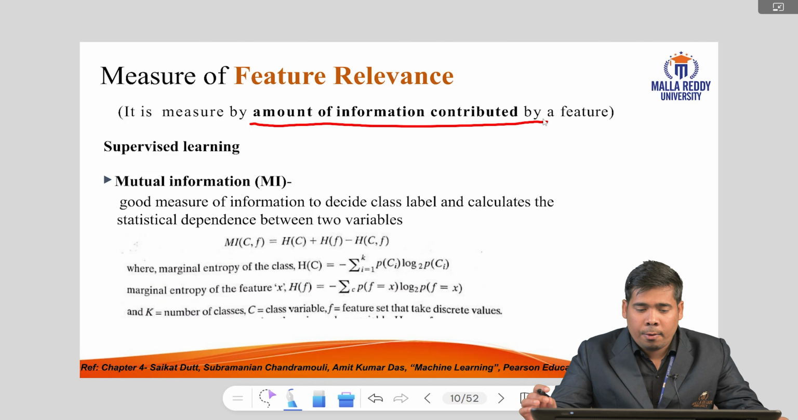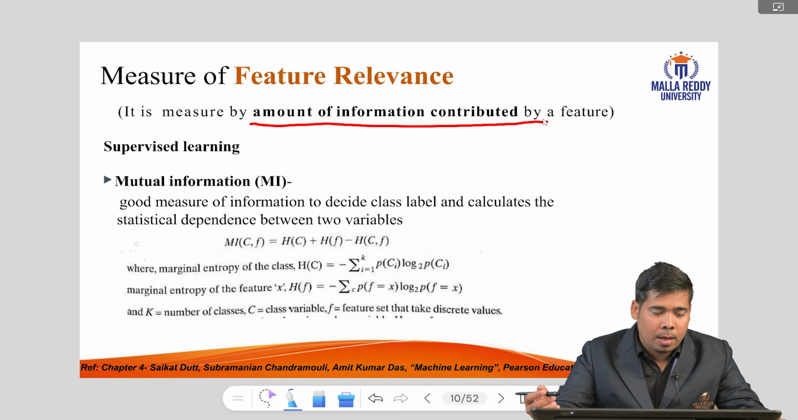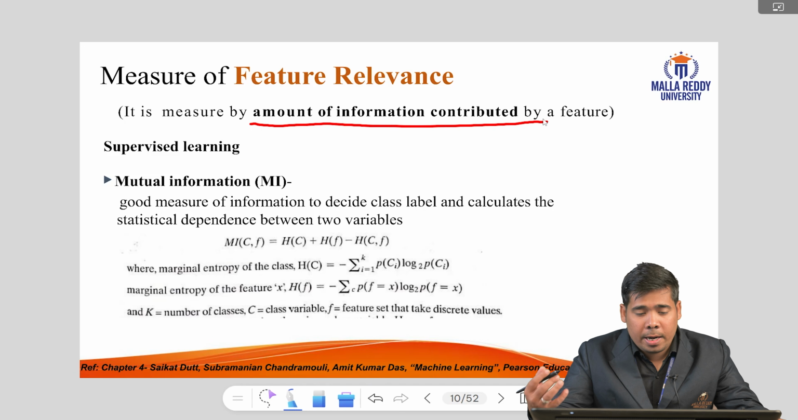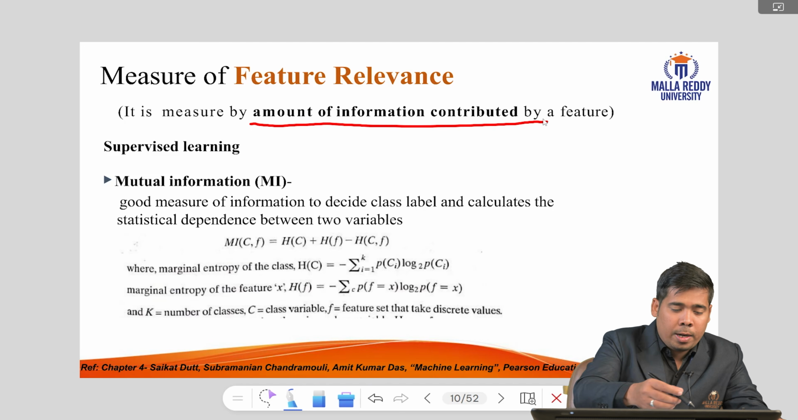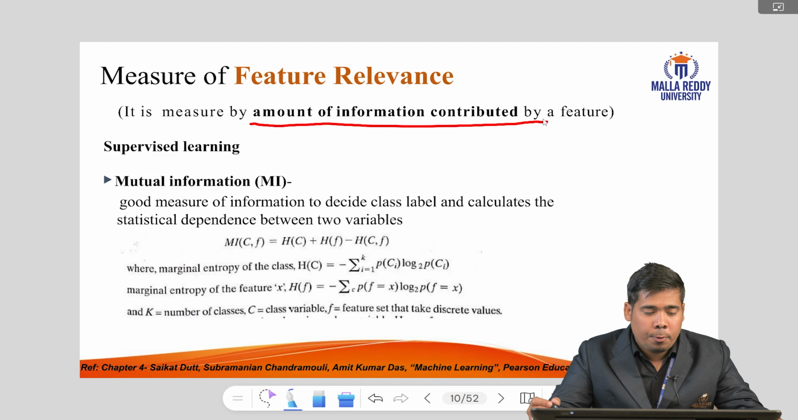Coming to the measure of feature relevance, it is measured by the amount of information contributed by a feature. In supervised learning or unsupervised learning, we have some methods with the help of which we can calculate the measure of feature relevance, the amount of information contributed by the features. In machine learning, there are different feature relevance techniques. The first one is mutual information. This mutual information is basically a supervised learning technique.